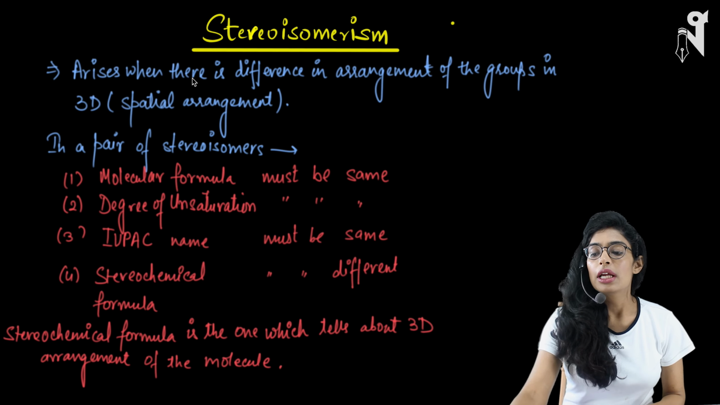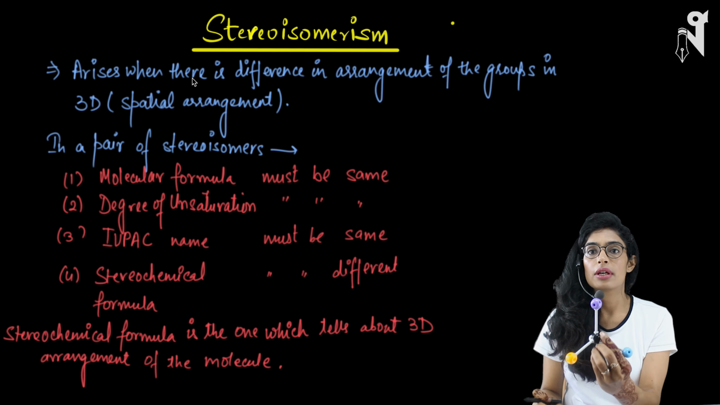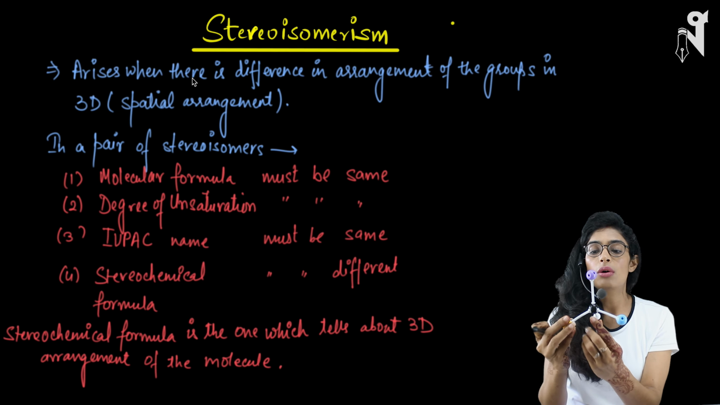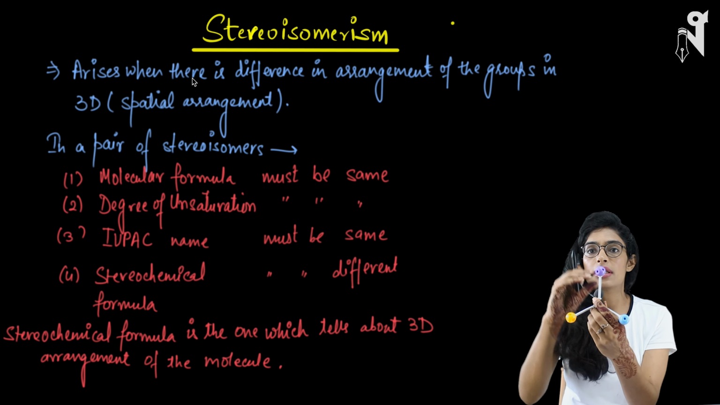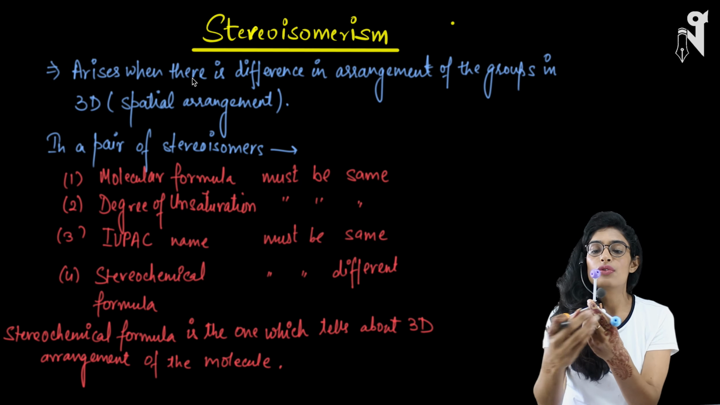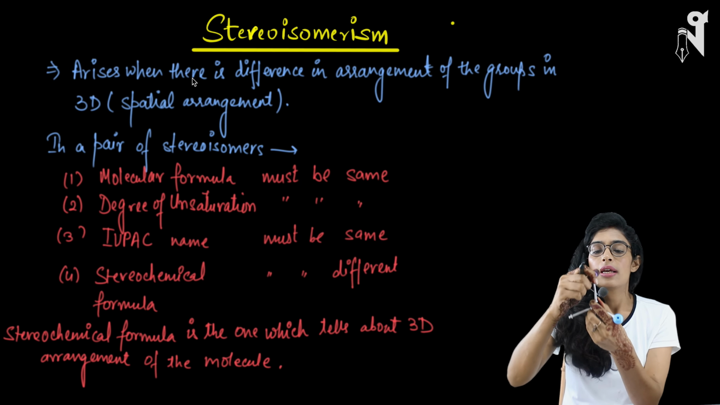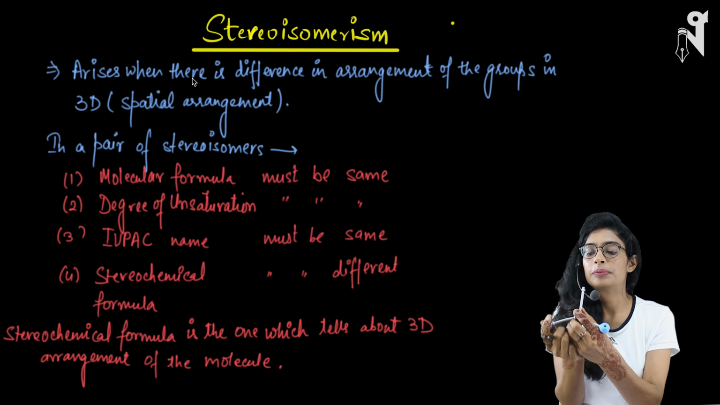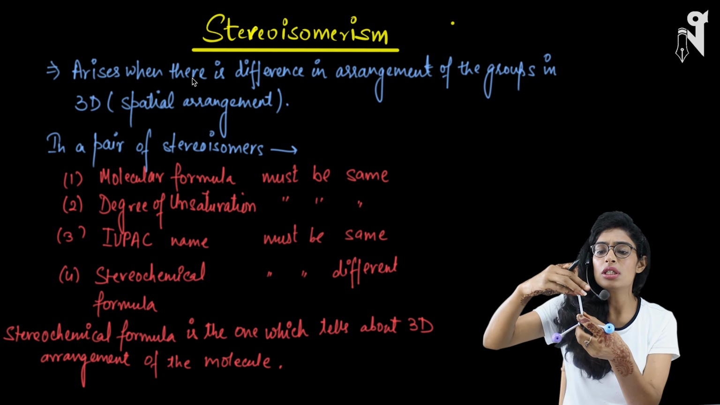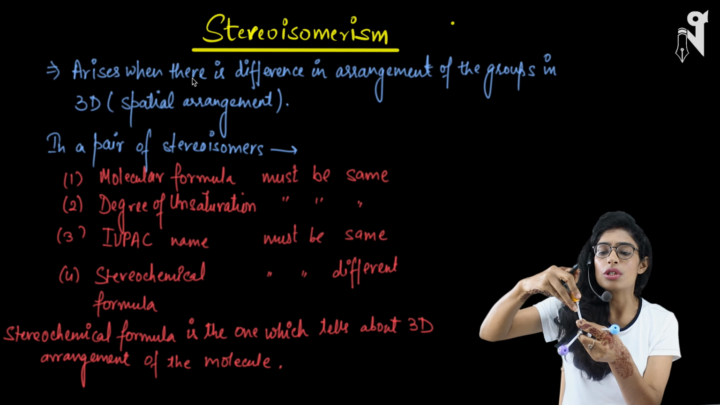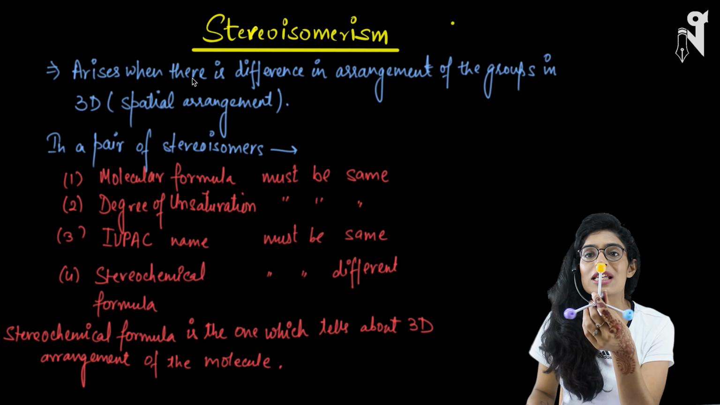So for example, if this is my molecule, I hope all of you can see this. Let's suppose these are four groups, and these four groups have been arranged like this. If I change the arrangement and I bring this purple one here and the yellow one here, basically the compound is not changing. The molecule is changing in terms of how the arrangement in space has been done.